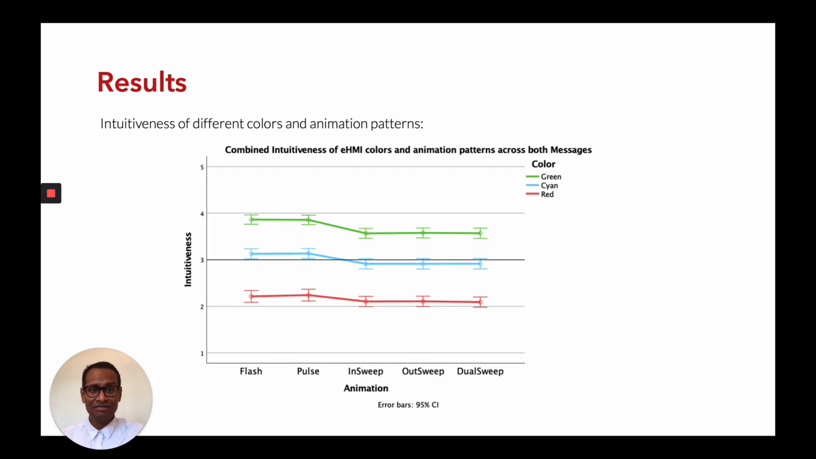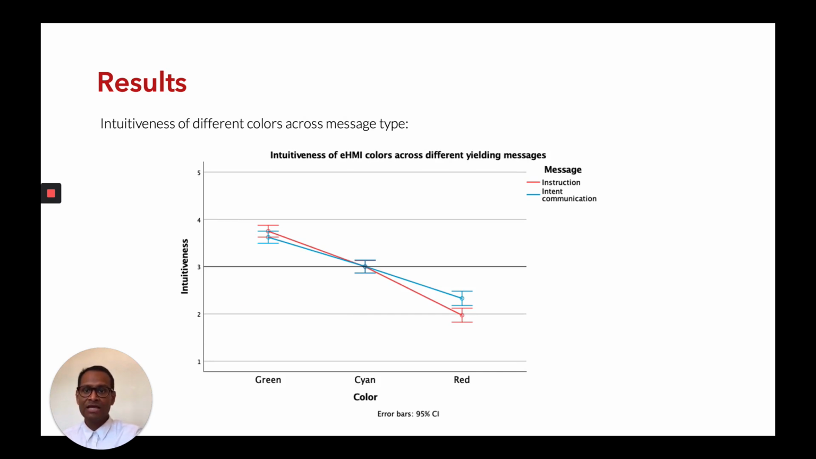We see that across the board, the green eHMI color scored as a pretty intuitive choice, while the red scored as a rather unintuitive choice for an eHMI when the car is trying to say that it's yielding. Cyan sat squarely between the two throughout. So clearly, the eHMI color had a significant effect in driving the intuitiveness of a yielding message to a pedestrian.